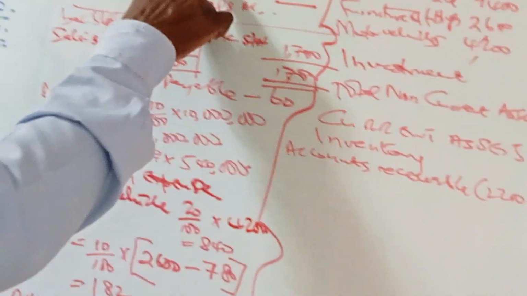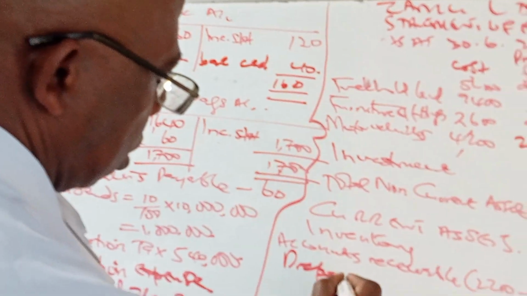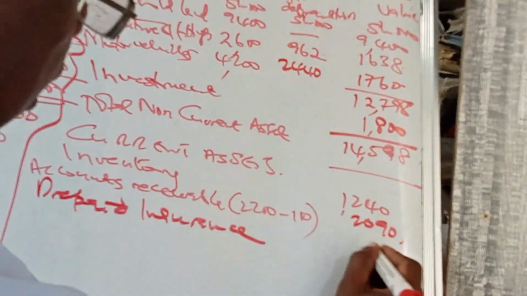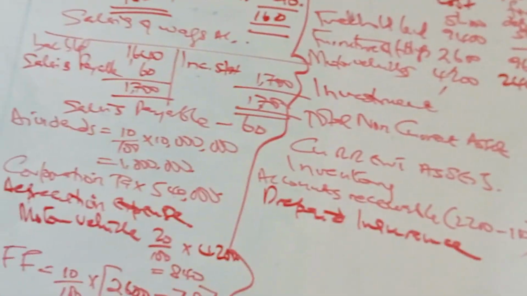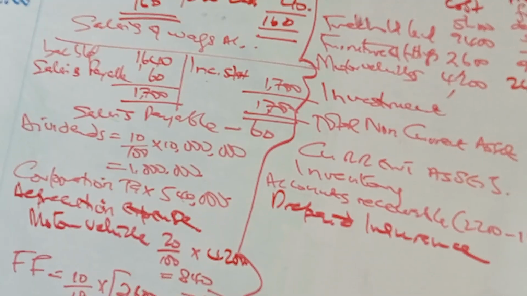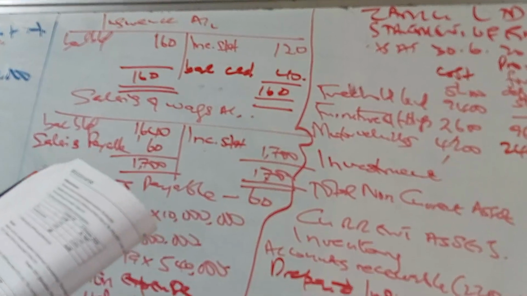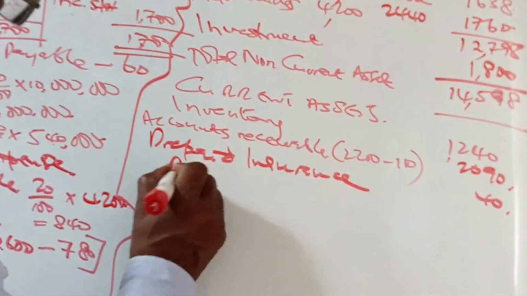Then we get our prepayments. We have a prepaid insurance of 40. And then we have bank. After prepaid insurance of 40, we have bank amounting from the trial balance. Our cash at bank amounts to 850.